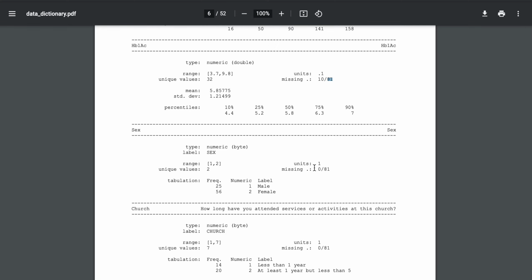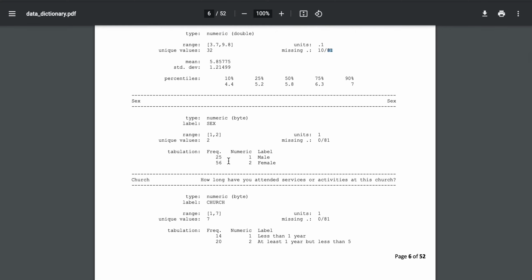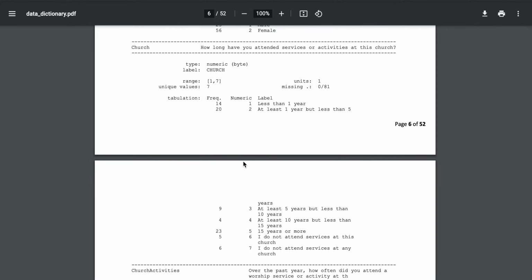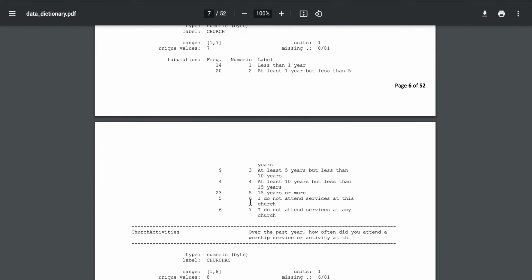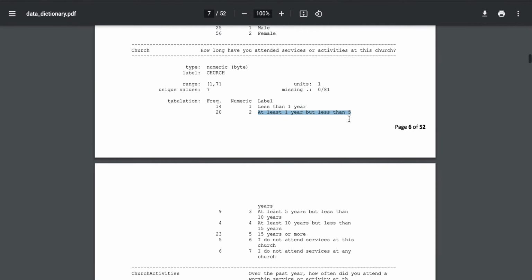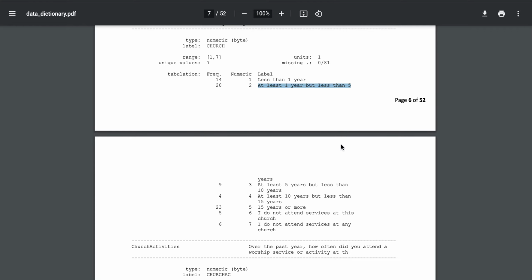For gender, there is nothing missing, so we have 25 male, 56 female. Church, nothing missing, but we see the categories here. And the values for church are 1, 2, 7. So this is a categorical variable where each of these numbers means something. Less than a year, at least a year, but less than 5 years. 5 to 10, 10 to 15.